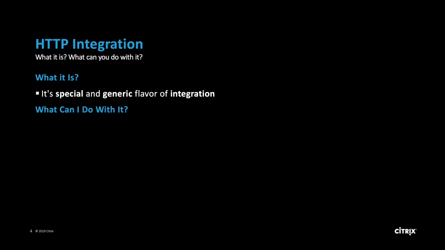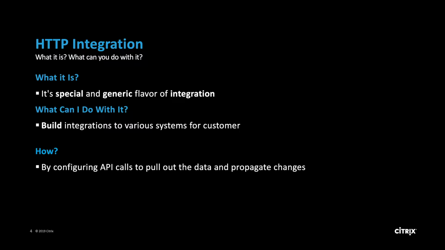And what can you do with it? You can build the integration to various systems of record for your customers. And how can you do that? By configuring API calls that will pull out the data and propagate changes back to those systems of record. It can talk to RESTful APIs. Apart from simple API calls, it also supports cascaded or chained API calls. So you can use a parameter from the first call, or a part of a payload returned from the first call, as a parameter for a subsequent call. We will talk about it later. I will show it throughout my demo.